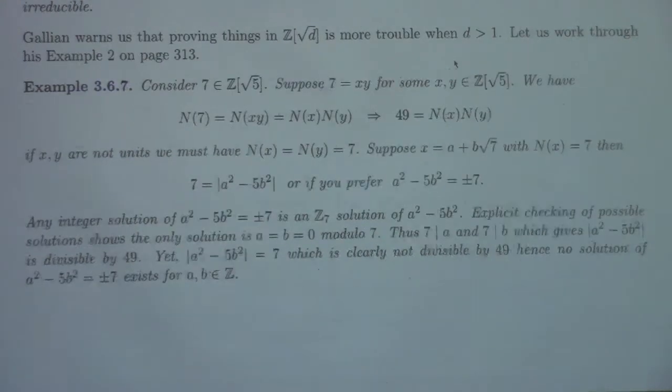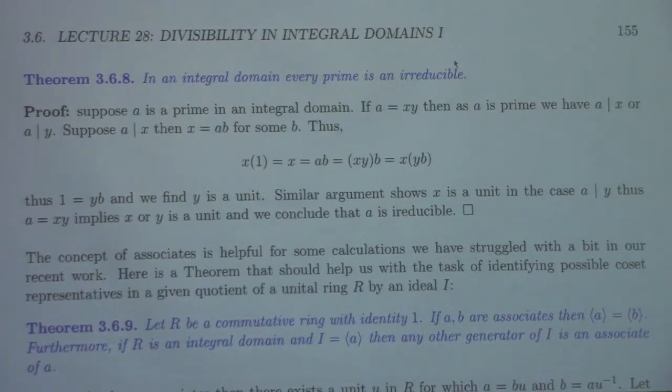These examples are really kind of scary for you guys, but I do want you to understand them. Start with that. Integral domain. In an integral domain, every prime is irreducible. All right, so prime implies irreducible in an integral domain. And then what else do we get here?